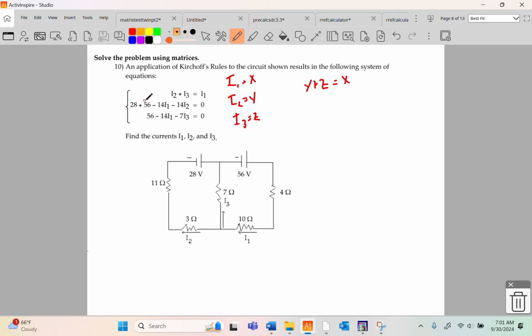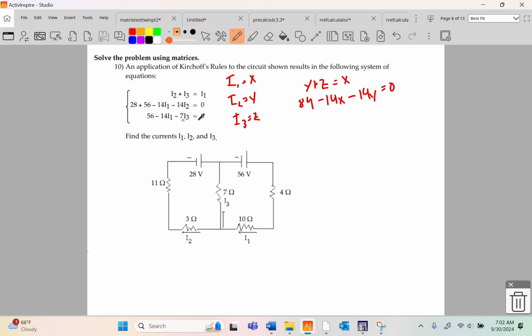This right here would be 28 plus 56, which I'm really confused as to why they left the numbers there. Well, it's because they're showing Kirchhoff's rule. Kirchhoff's rule talks about the sum of voltages and impedance and resistance and stuff. It's electrical engineering. But anyways, 28 and 56, if you put them together, we're at 84, I think. But it's 84 minus 14x minus 14y, and it's equal to nothing.